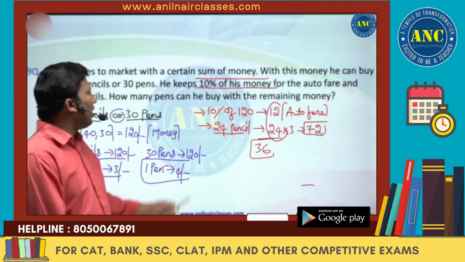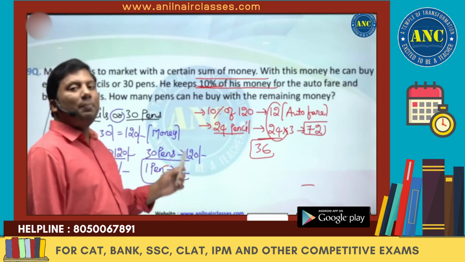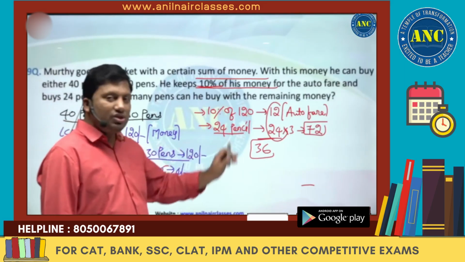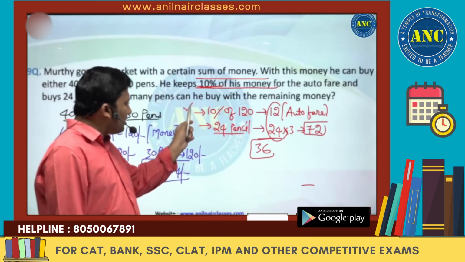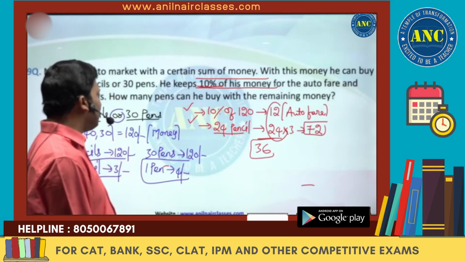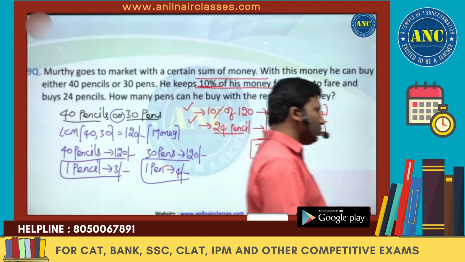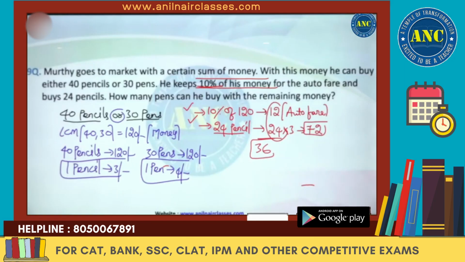120 rupees he went to the shop with. While going, he spent 10% on auto fare. 10% of 120 is 12 rupees. This is the money which he spent. Then he purchased 24 pencils. Each pencil is 3 rupees. 24 into 3 is 72.